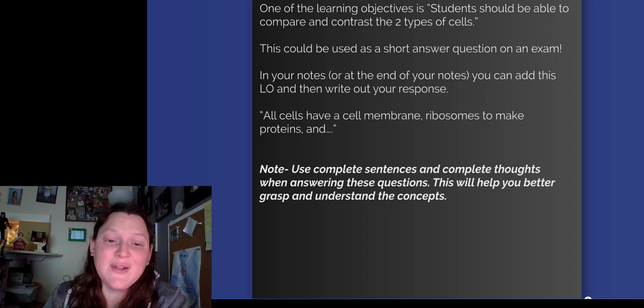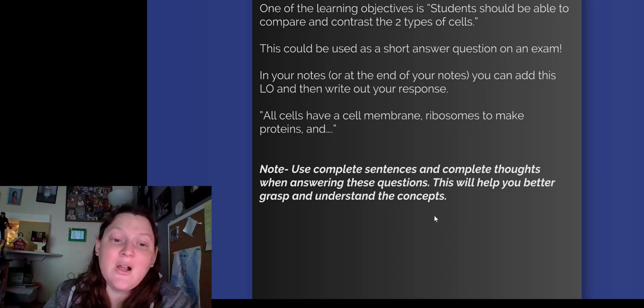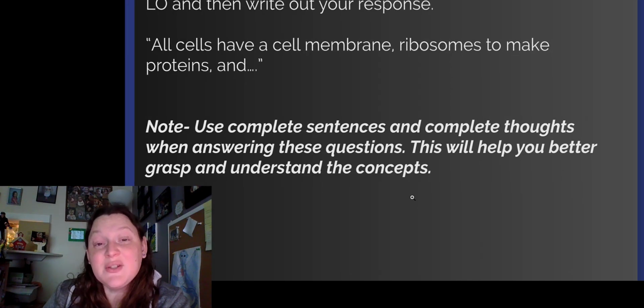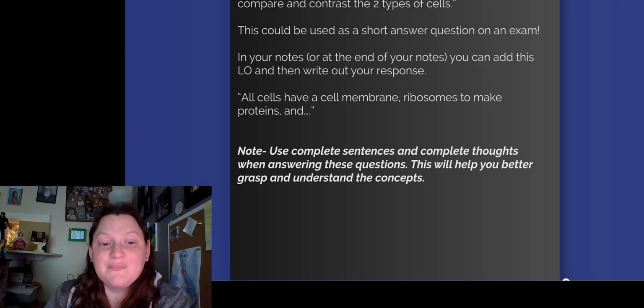In your notes, or at the end of your notes, you can add this learning objective and then write out your response. Here's the start of an answer. All cells have a cell membrane, ribosomes that make proteins, and... Quick note, when you're writing out these learning objective answers, make sure you use complete sentences and complete thoughts. This will help you to better grasp and understand the concepts.